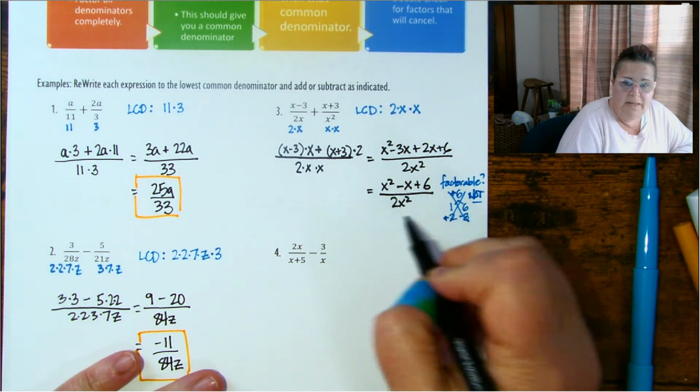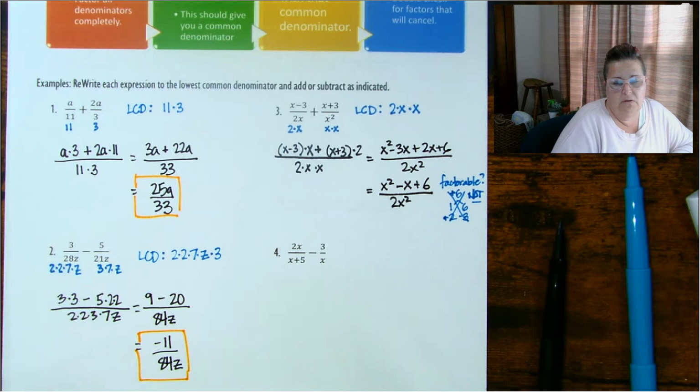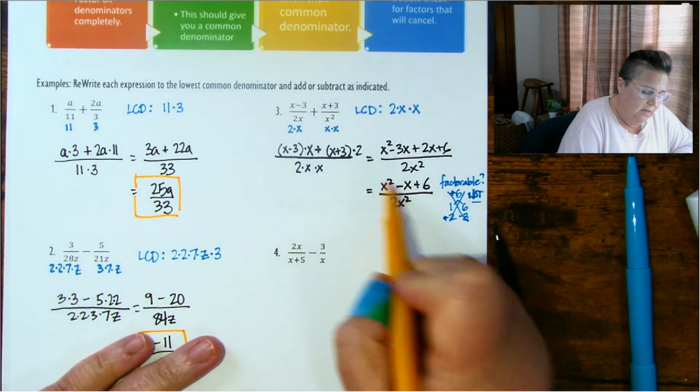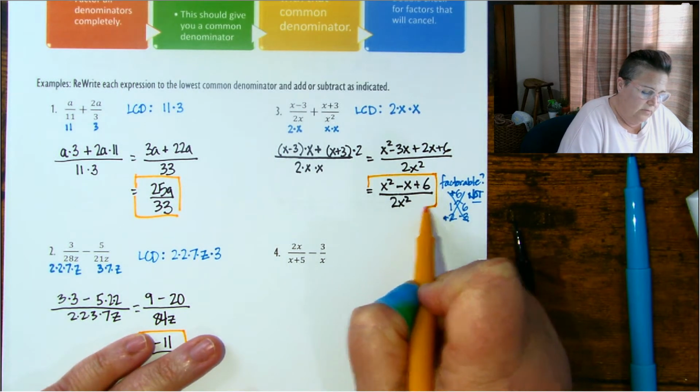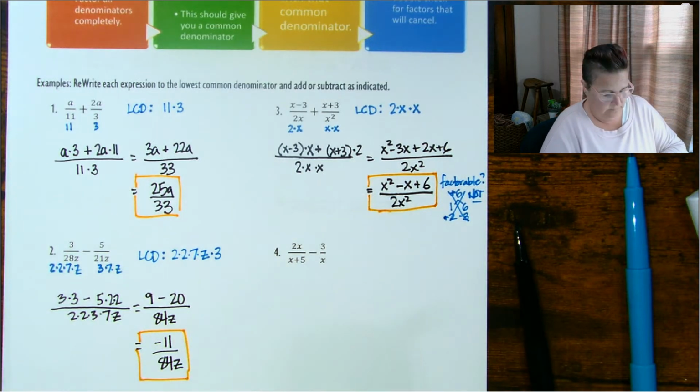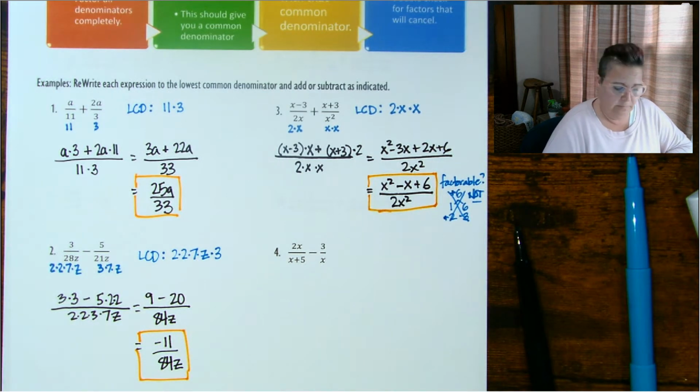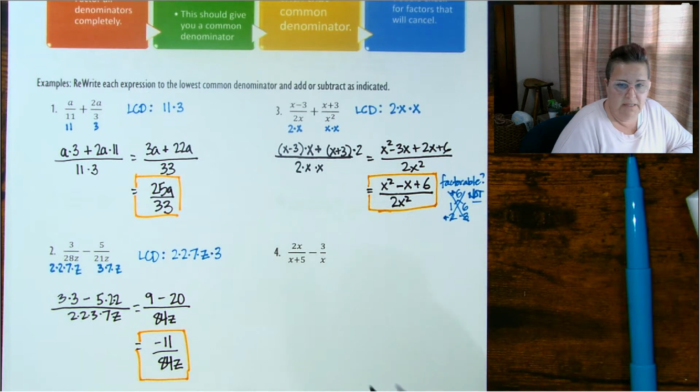And I can't do anything more to break that down, meaning it wouldn't cancel with anything over the 2x squared. So this is it. That's all I can do. Right? Okay, let's look at the next one.